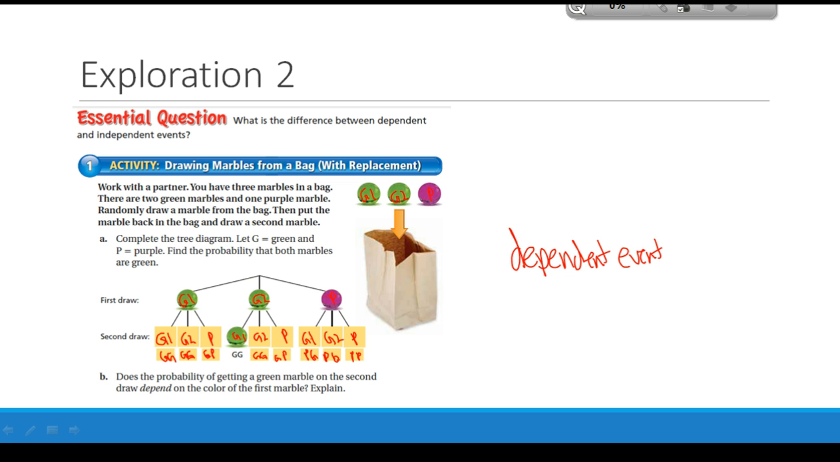And how many possible outcomes would there be? Well, we had draw 1 and draw 2. So there are 3 choices for draw 1 and 3 choices for draw 2. So we had a possibility of 9 outcomes. And if you look down here, we have these 9 outcomes right here. Green, green, green, green, green, purple, green, green, green, green, green, purple, purple, green, purple, green, purple, purple. So 9.